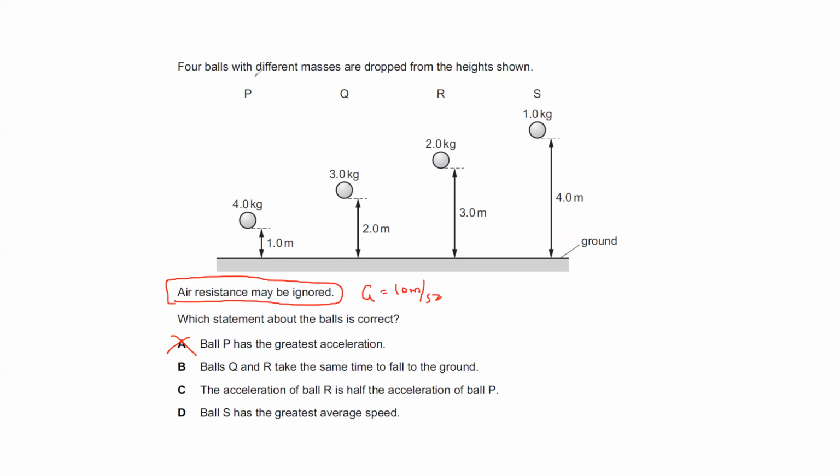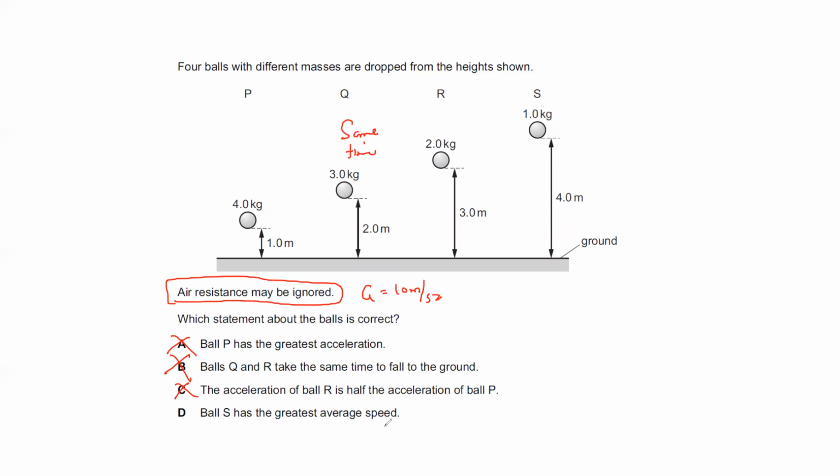Not only QR, it is P, Q, R and S. All the balls will take the same time to hit the ground. That's why B is also wrong. Acceleration of R is half acceleration of P. That's also wrong, because they all have the same acceleration without air resistance, which is 10 meters per second squared on the surface of Earth.